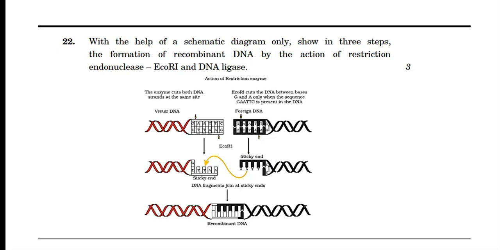So here the vector DNA is there, foreign DNA is there, the restriction enzyme will cut over here and the sticky ends will be formed. Who will glue it? That is DNA ligase. That gluing will happen by DNA ligase, and this is glued. By drawing these three steps you will get 3 marks. Please learn this diagram properly. Any type of question can come to draw this particular diagram.